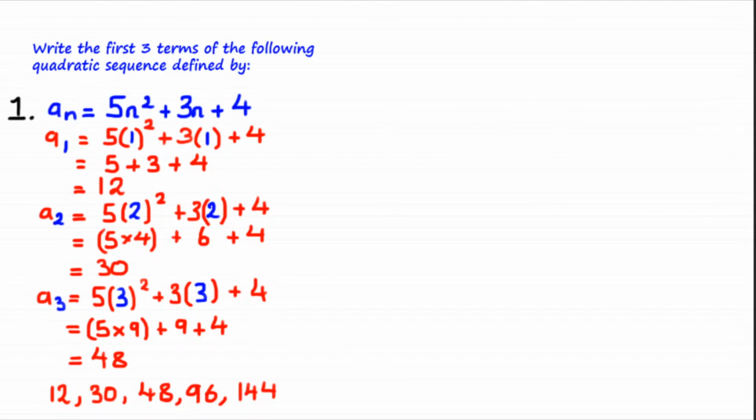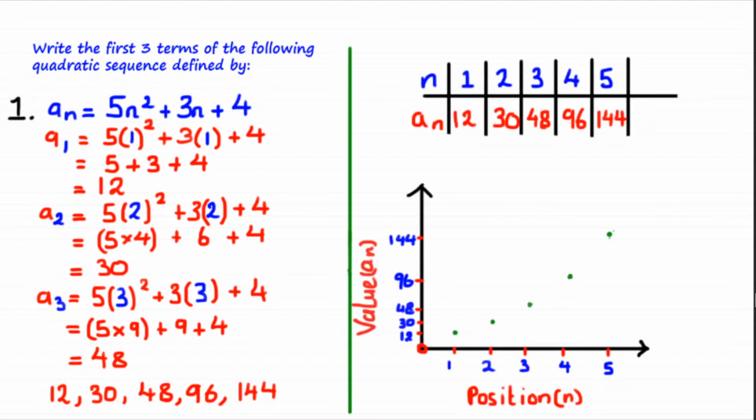However, graphically, you can also illustrate that this is a quadratic sequence. Now, if we were to plot points of position versus value, where n is the position, we would see that the points that we plot actually model the shape of a parabola, which is exactly how a graph would look if you were to draw a quadratic graph.